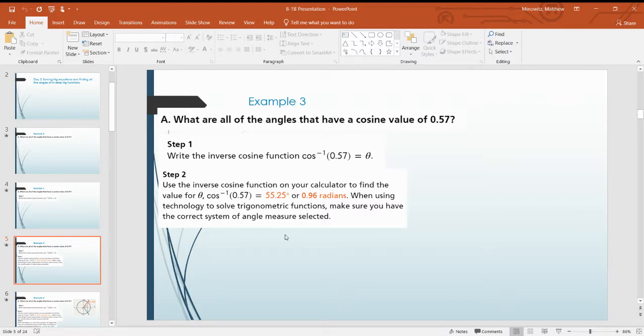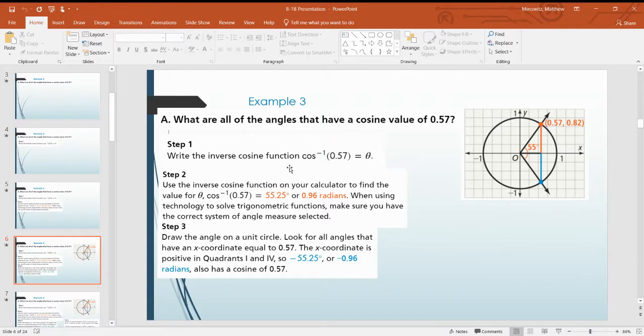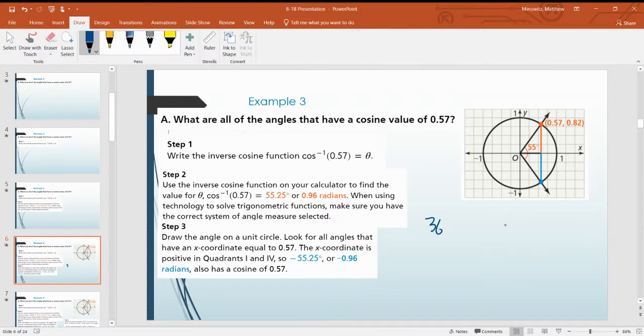Now, like I said before, there's not just one angle. So one of the angles is 55 degrees. We've got to find out the other angle. You can call this angle negative 55.25 degrees, or you can also do 360 minus 55.25 and get 304.75 degrees.